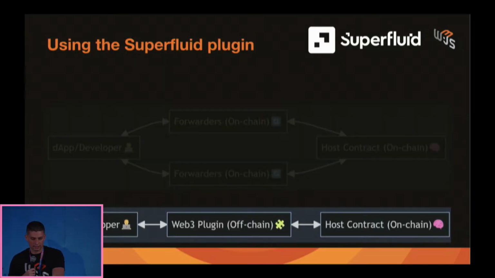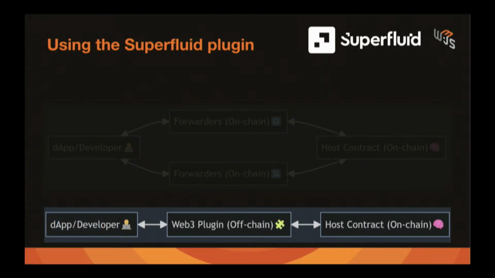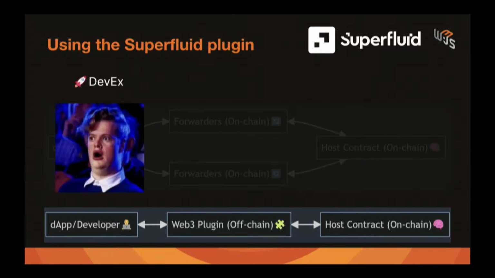So with the Superfluid Web3 plugin, these functionalities of the forwarders are stored within the plugin, which is off-chain. So developers can talk directly to the host, skipping this step of talking to the forwarders. This will improve the developer experience, since direct communication to the host would require more knowledge of the deeper mechanisms of Superfluid. But with the Web3 plugin, you don't need to know everything about Superfluid to be able to use it.